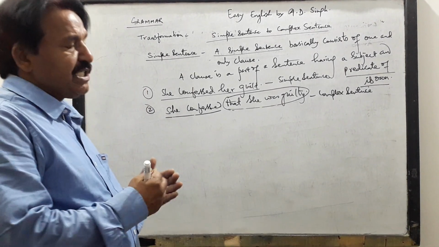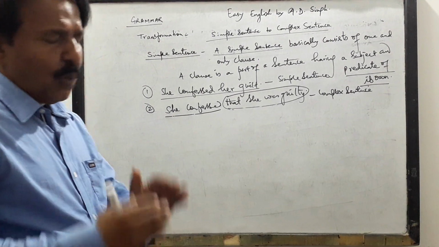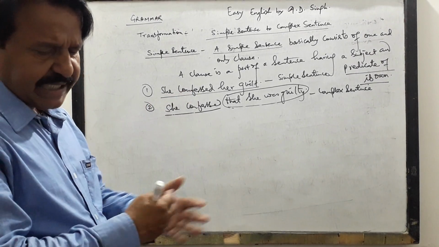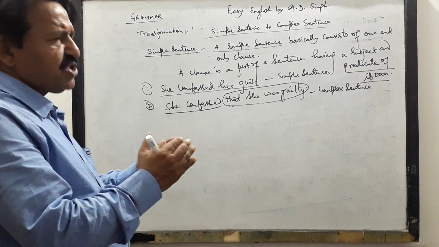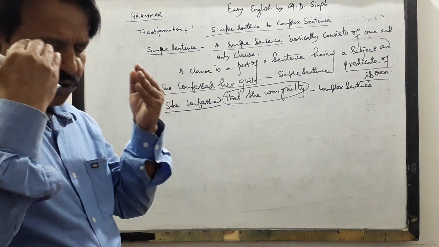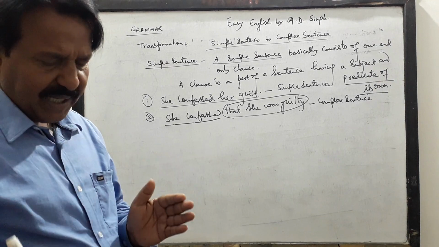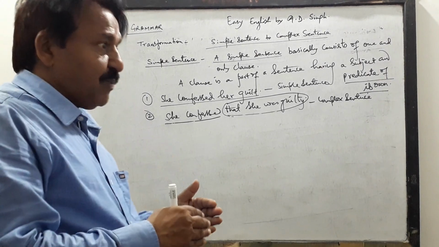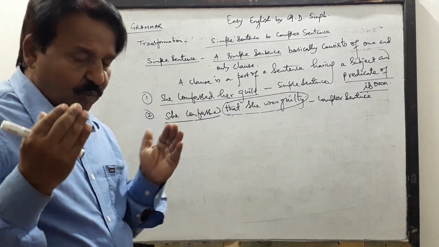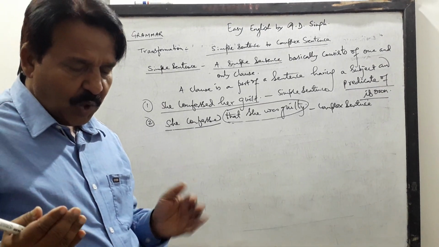Now, in order to change simple to complex, we can add a noun clause. We can even add a phrase, either a noun phrase or an adjective phrase. So there are various ways to transform a simple sentence into a complex sentence, and vice versa, which means a complex into simple.